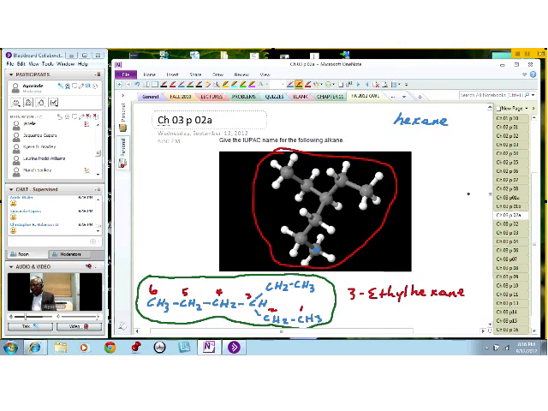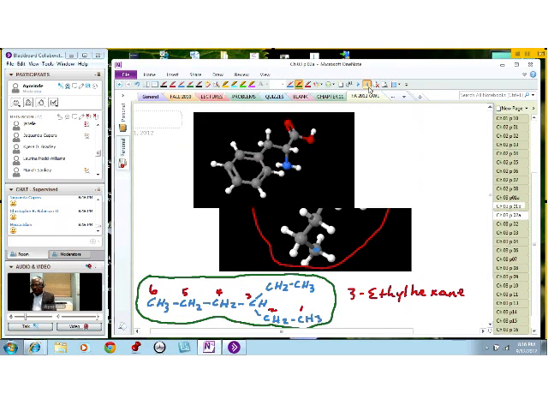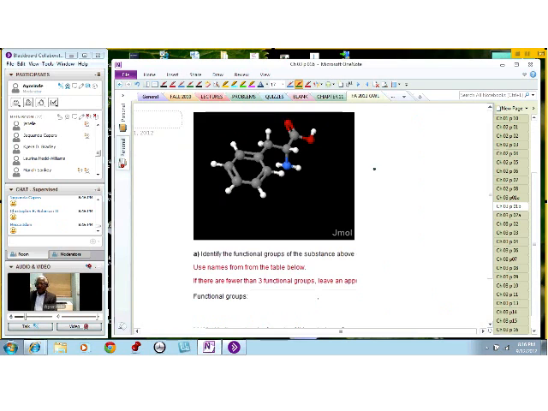Now, what I want to do now is go back to this question. I actually took this from Aleks. Gosin Adejumo, can you go ahead and read this question for us? Identify the functional groups of the substance above. Use the name from the table below. If there are fewer than 3 functional groups, leave it blank. Okay, that's fine. Thank you.